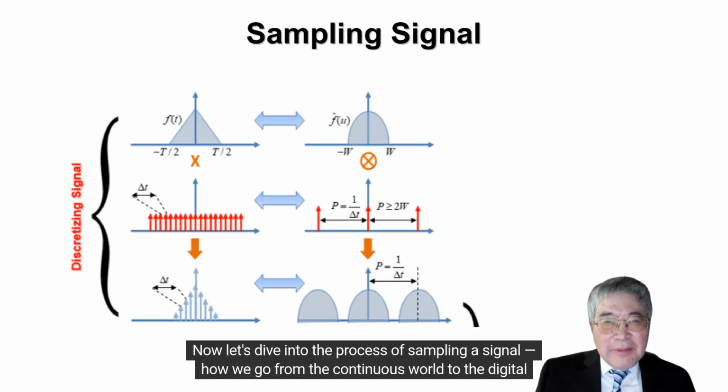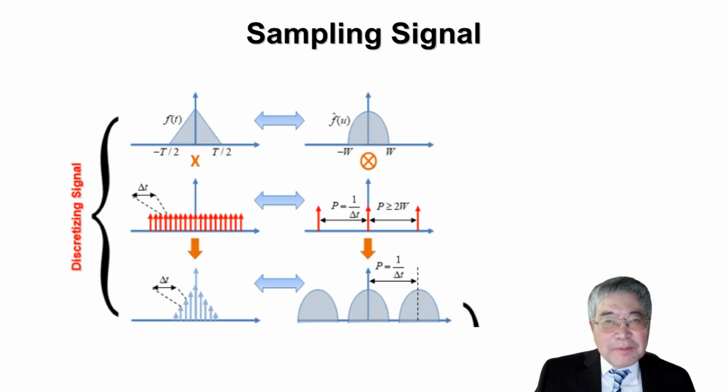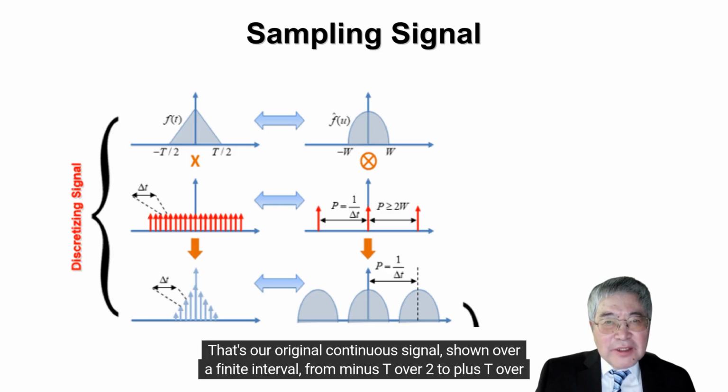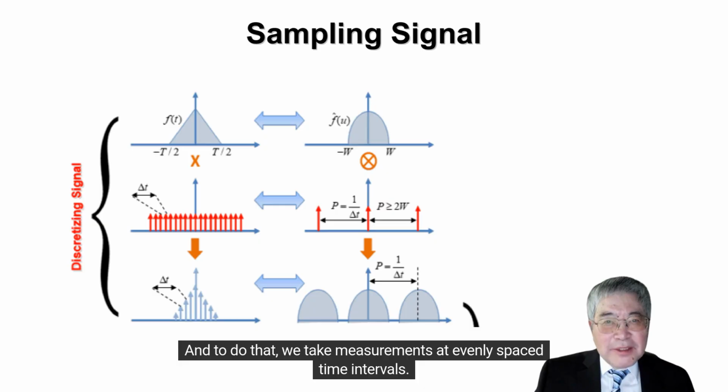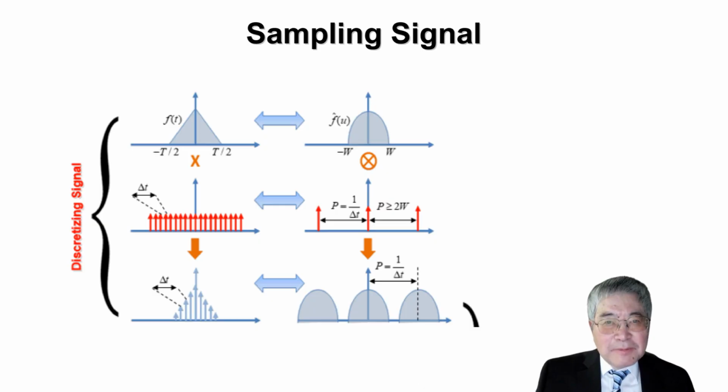Now let's dive into the process of sampling a signal. For now, how we go from the continuous world to the digital one. Look first at the top left plot. That's our original continuous signal shown over a finite interval from minus T over 2 to plus T over 2. Our goal is to digitize this, to convert it into a form that we can process on a computer. And to do that, we take measurements at evenly spaced time intervals.